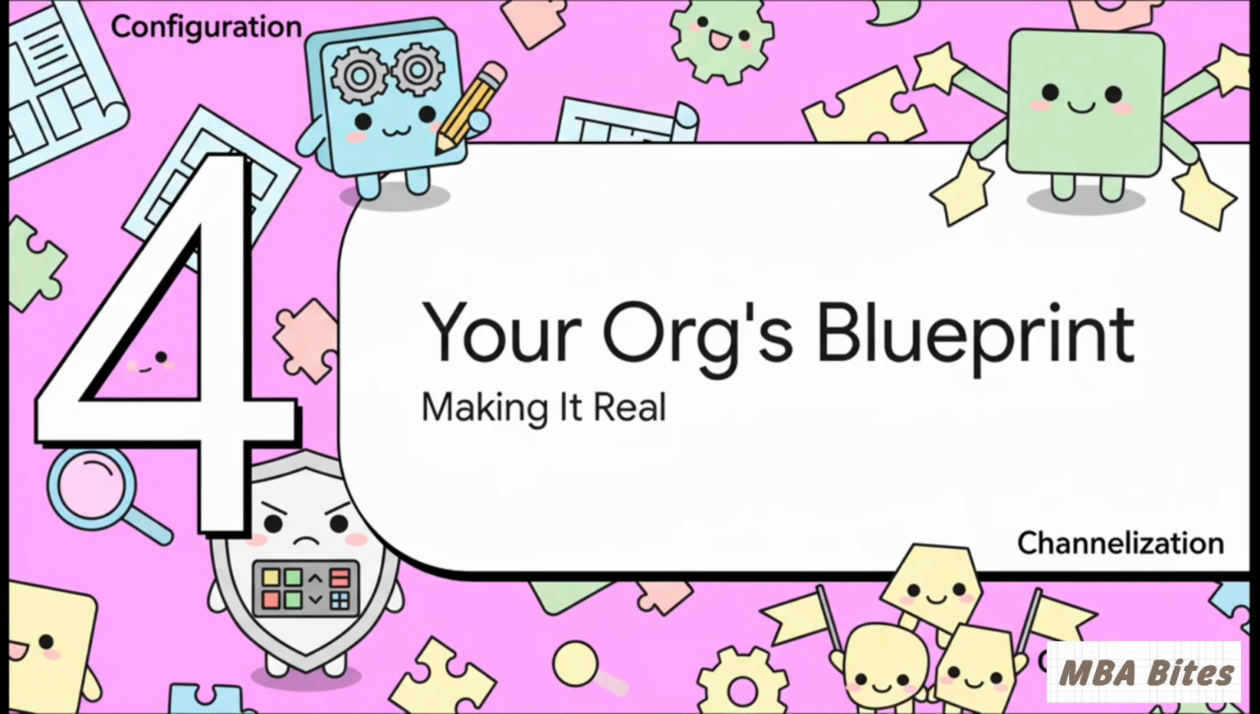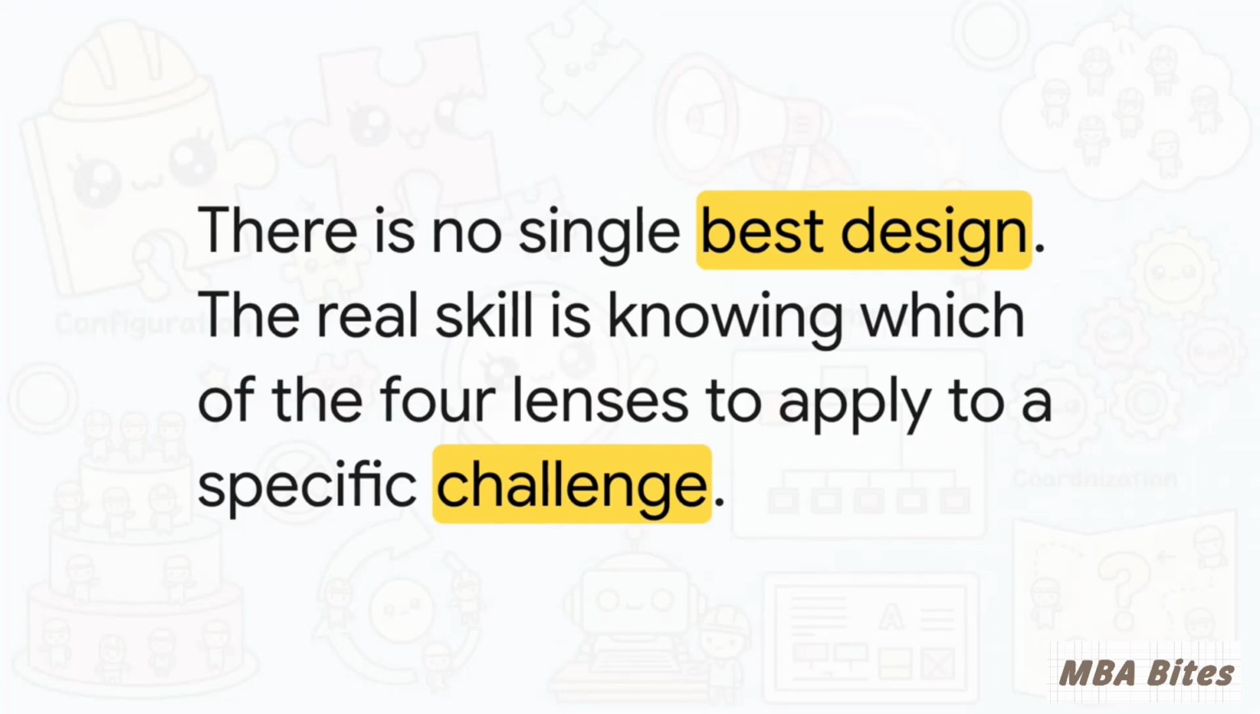So, how can we actually use this map in our own work lives? Let's bring this all back down to earth and talk about the single most important takeaway from this entire framework. Look, if you remember one thing from all this, let it be this: there is no silver bullet. There is no single best design that works for all situations. The goal isn't to find the perfect, permanent structure. The real skill is knowing which of these four lenses to look through when you're faced with a specific challenge.